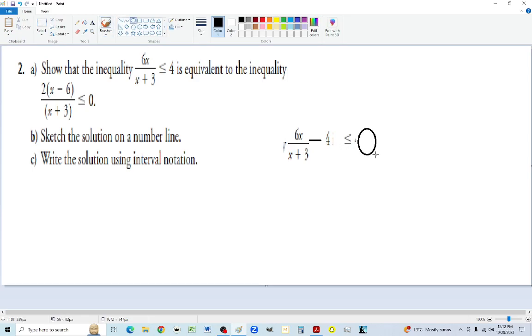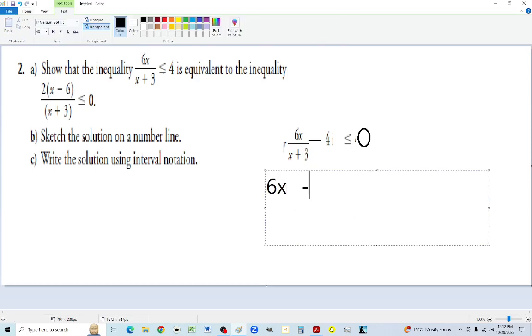And there we go, just throw in a 0 like that. And then to get 4 over x plus 3, I have to multiply it by 4 times x plus 3 over x plus 3. And that'll make them both over the same denominator, which means I only have to write one of them. You now have a fraction over the same denominator. When I put this through, I get this.